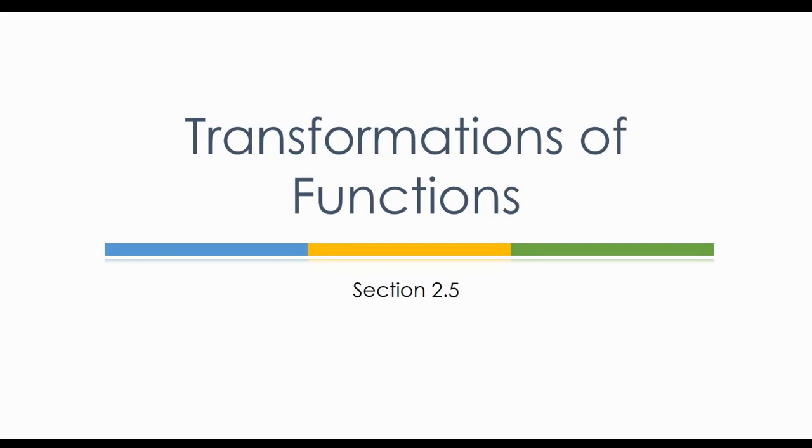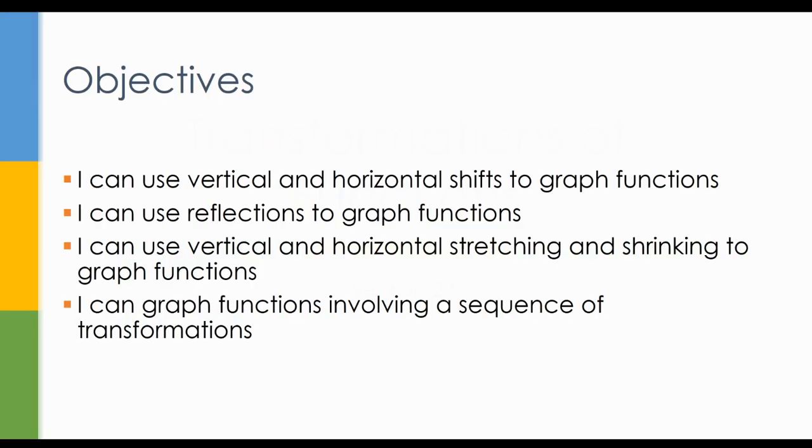Today we're going to continue to look at section 2.5, which is transformations of functions. Once again, we're going to be looking at all the different types of transformations: vertical and horizontal shifts, reflections, stretches and shrinks. We're going to put a bunch of those together.